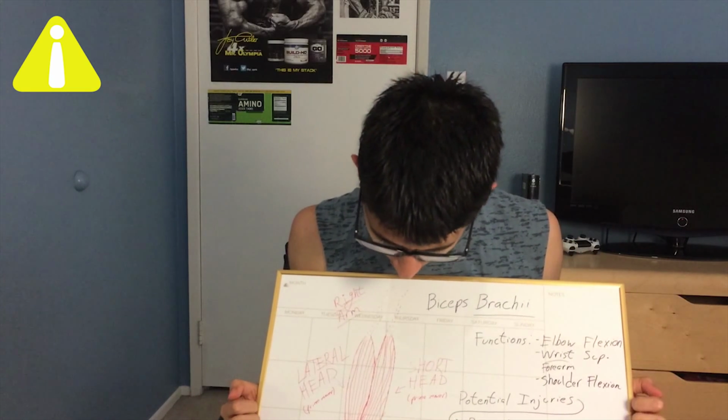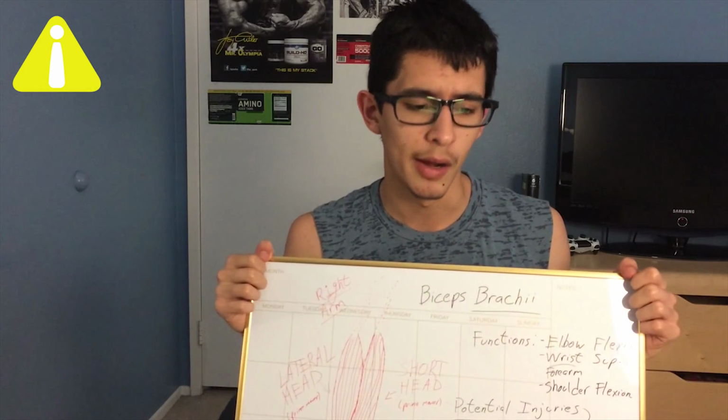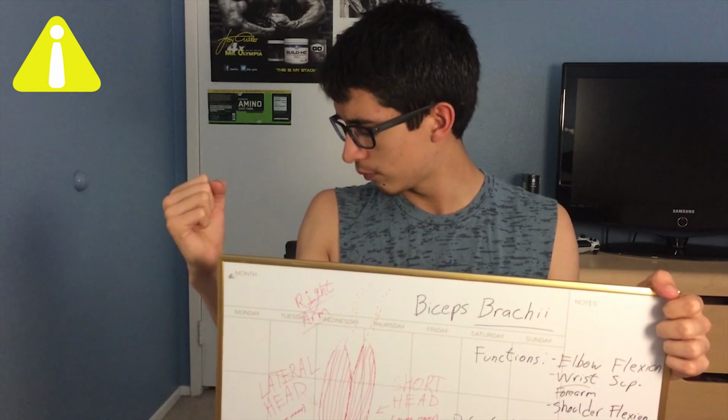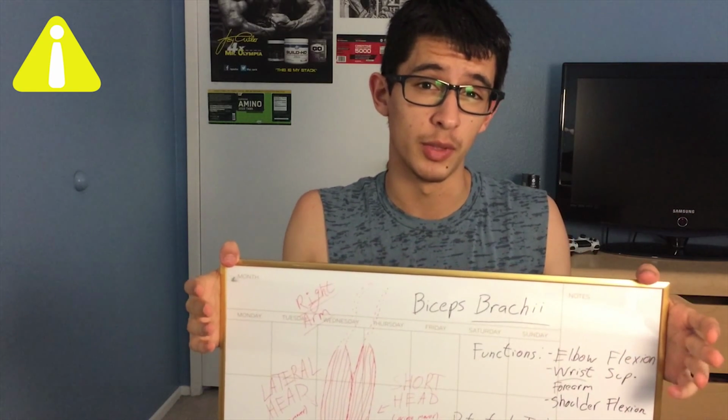Closer you go, a little bit more bicep, still some back. And then lastly I put back exercises. So if you do any back exercise, the more your elbow flexes, the more bicep recruitment there is.